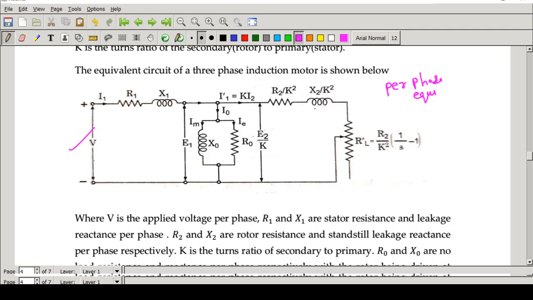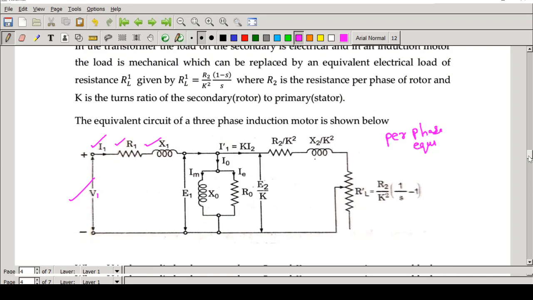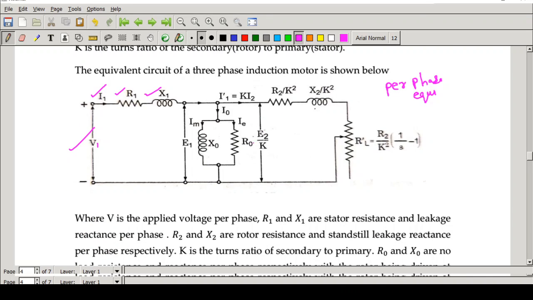So here V1, I can take it as the voltage which is applied to the stator. I1 is the current flowing through the stator winding. R1 is the resistance of the stator winding. X1 is the reactance of the stator winding. We have already learned the same thing in the case of transformers also. Now what about the current I1? It splits into two. One is I0 and the other one is I1 dash, the current which is flowing through the rotor.